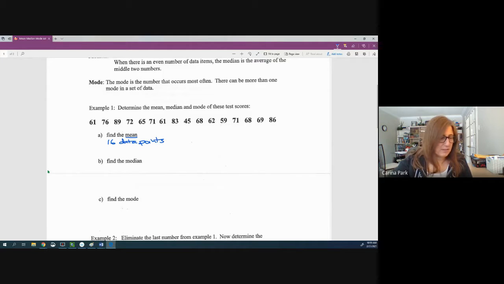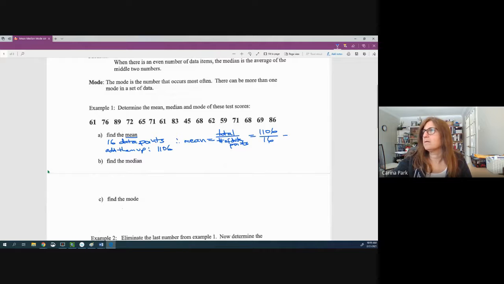Just to save time, I've done the calculations already. If you add them all up, you get 1106. And so the mean, which is the average, is the total divided by the number of data points, which is 1106 divided by 16, and that's approximately 69. Okay, so that would be the mean.